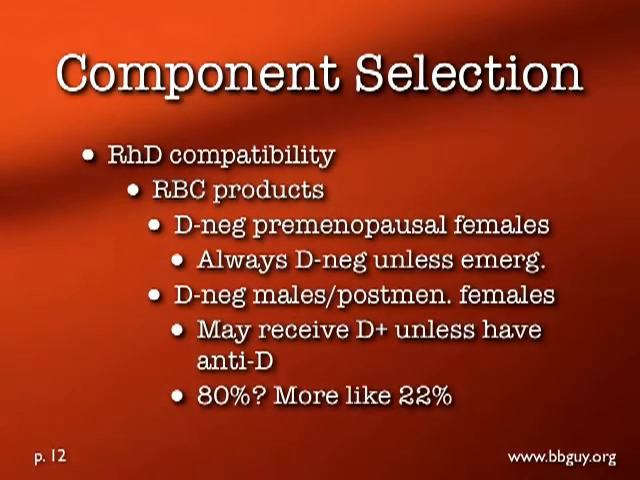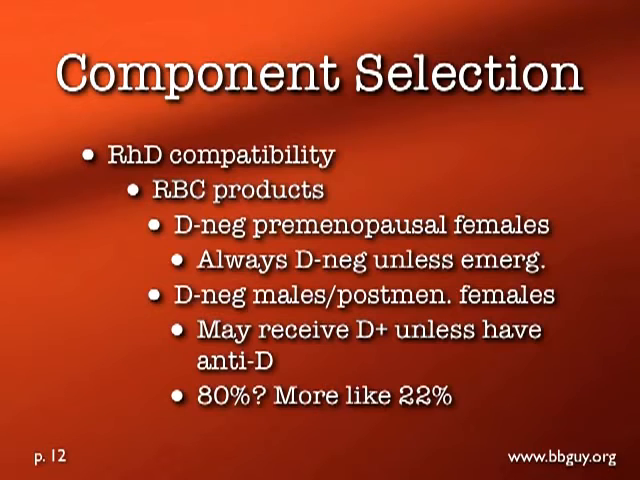For RhD compatibility, basically with red cell products with a premenopausal female, you always want to give them D-negative unless you're in an emergency situation. That's just a general rule that everybody should go by. I don't think anybody would debate that. However, if you're in an emergency situation and you have to switch them, then you have to switch them.